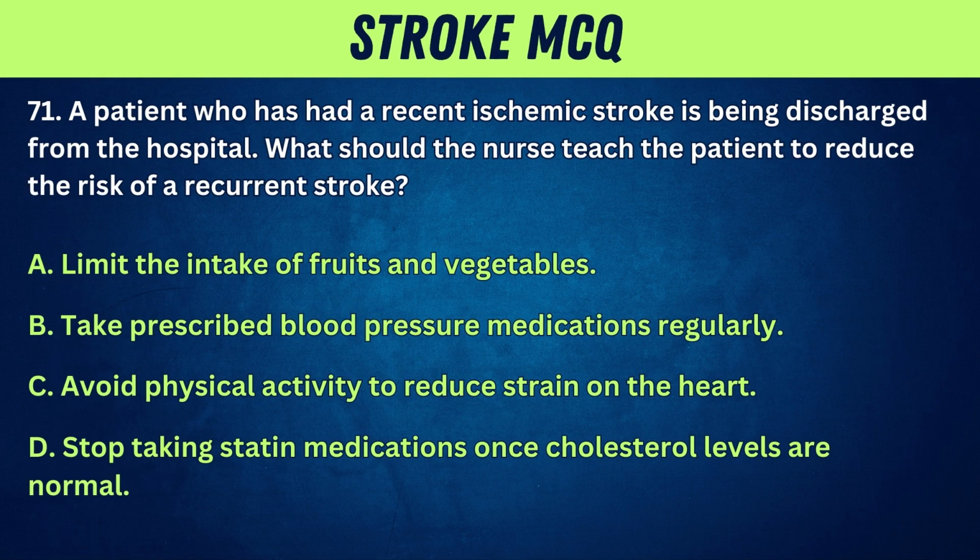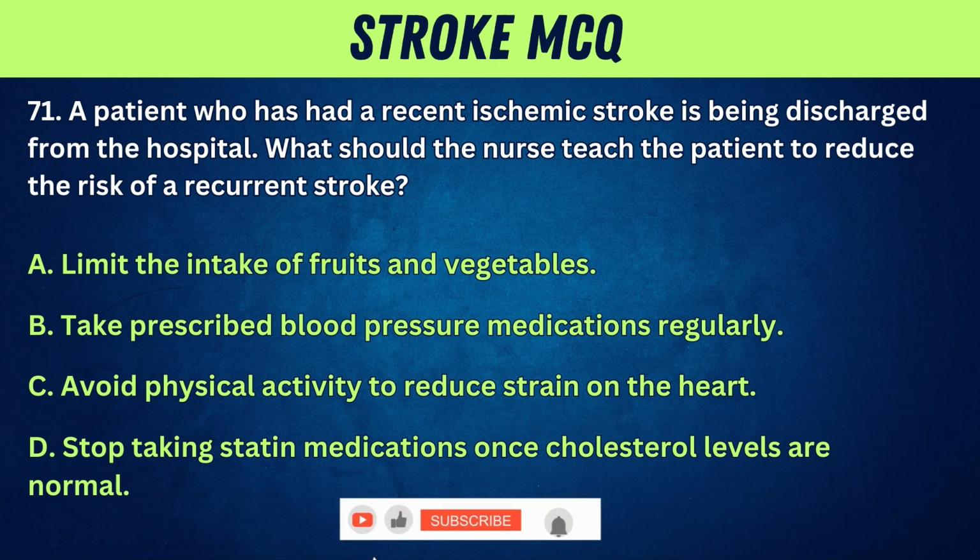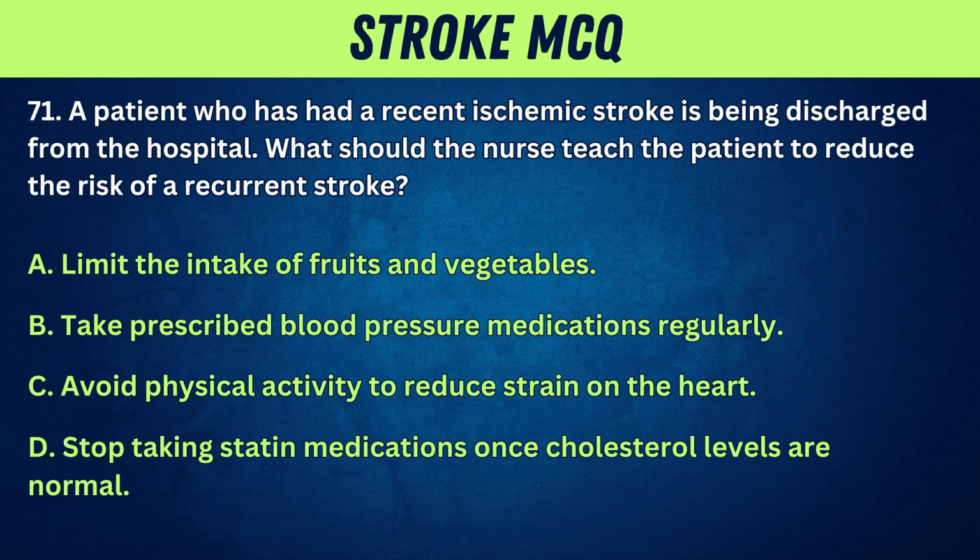A patient who has had a recent ischemic stroke is being discharged from the hospital. What should the nurse teach the patient to reduce the risk of a recurrent stroke? A. Limit the intake of fruits and vegetables. B. Take prescribed blood pressure medications regularly. C. Avoid physical activity to reduce strain on the heart. D. Stop taking statin medications once cholesterol levels are normal.